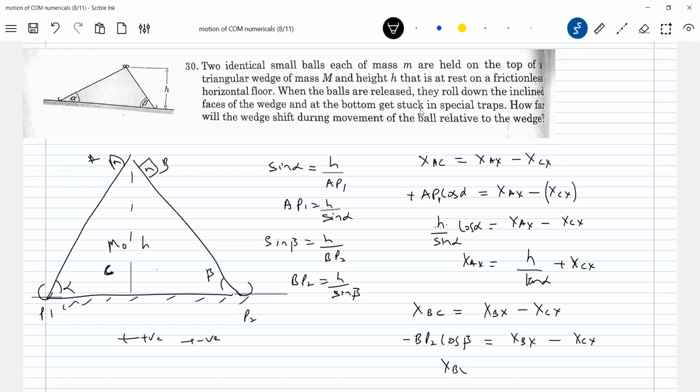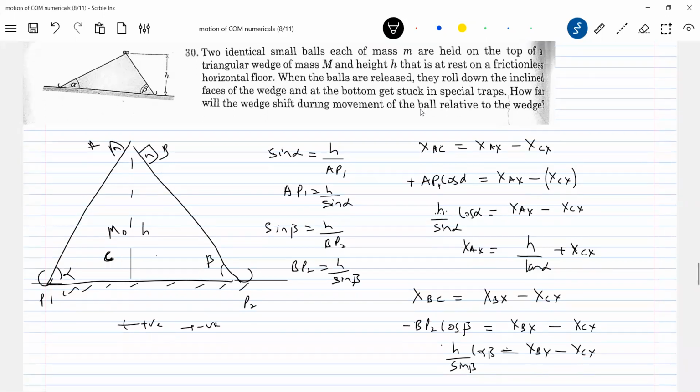So what is XBX now? Let me substitute this. So what is the value of BP2? H by sine beta, cos beta, negative sign. XBX is equal to XCX minus H tan beta. So we have two equations.